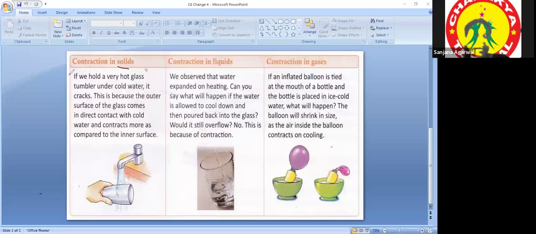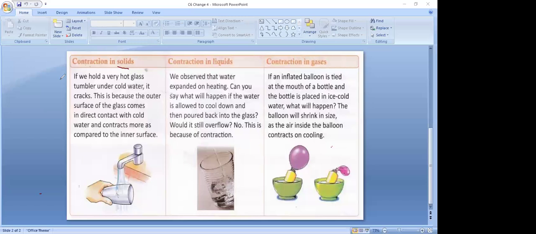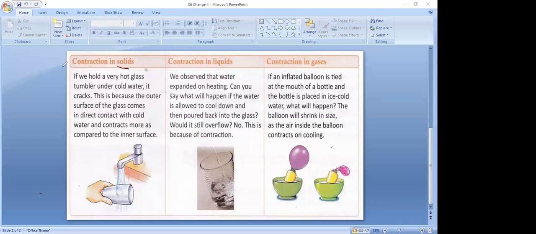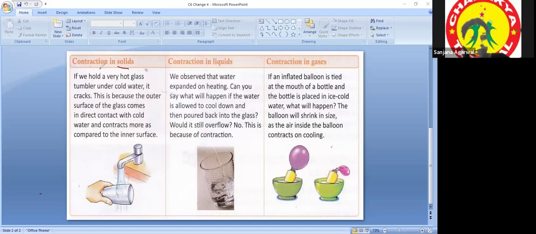So a condition for contraction is, condition to contract an object. How can we do that? Ma'am, release air out of a balloon. No, no. In general condition, don't tell me the particular, but general. By bringing down the temperature of the object. Yes, by lowering the temperature. So let's see contraction in solids.